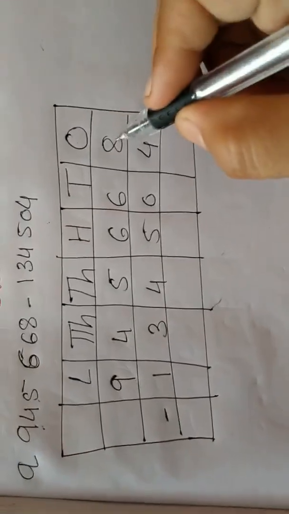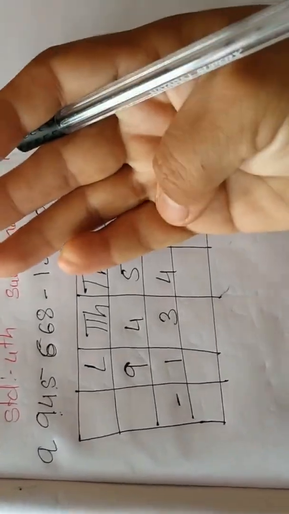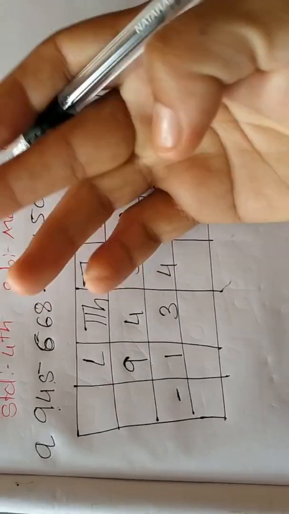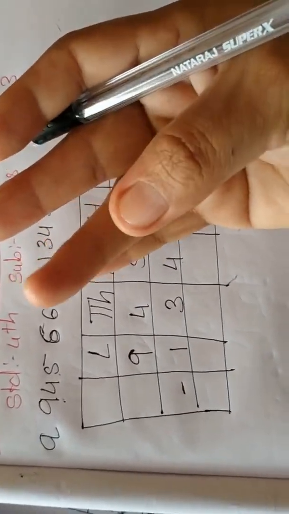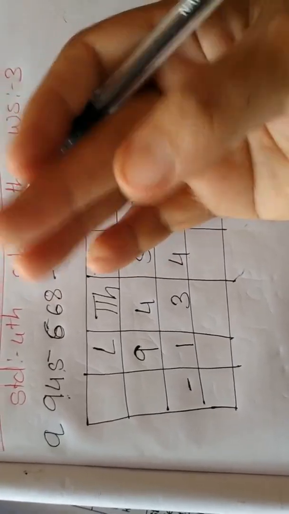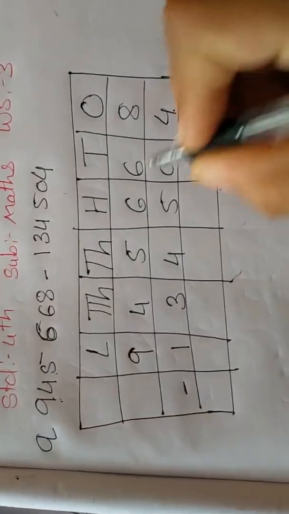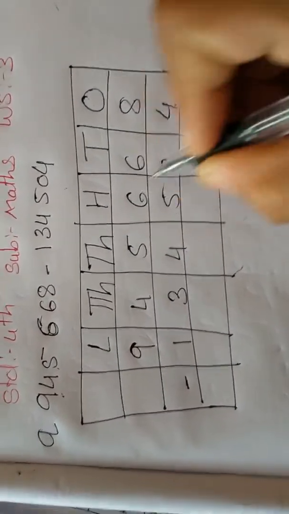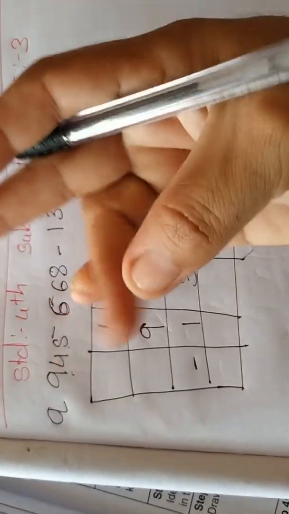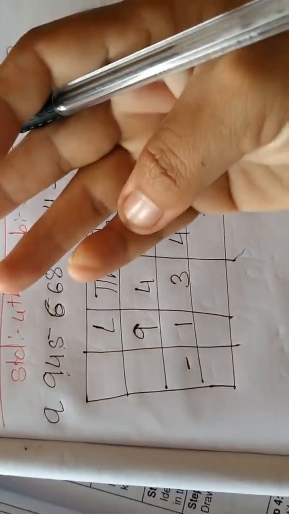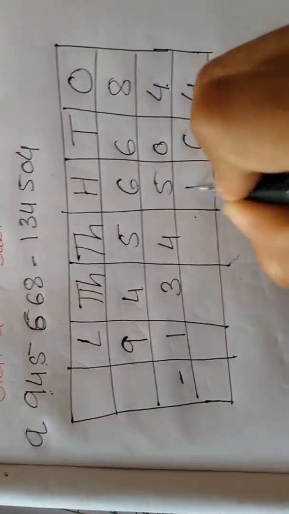Now 8 minus 4, 8 on your finger, 1, 2, 3, 4, 5, 6, 7, 8. Cut 4. The remaining number is 4. So we have to write here 4. 6 minus 0, 6 as it is. 6 minus 5, 6 on your finger, cut 5. So the remaining number is 1. We have to write here 1.